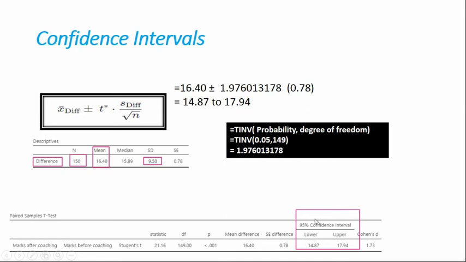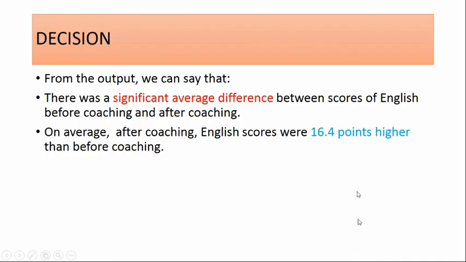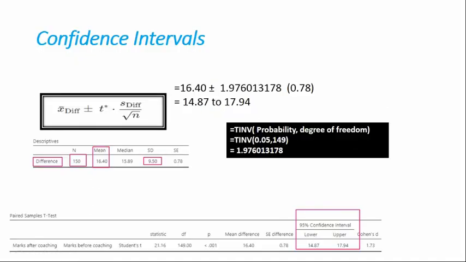Friends, you can compare with our main output: 14.87 and 17.94. In this way, we come to the decision. From our output, we can say there was a significant average difference between the scores of English before coaching and after coaching. Our null hypothesis was rejected. On average, after coaching, English scores were 16.4 points higher than before coaching. You can check from here.